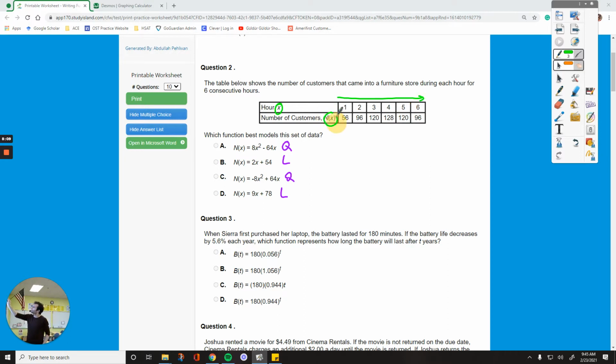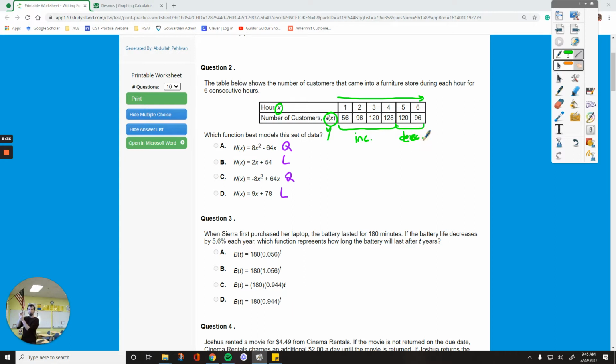This one here is the y value. N of x, f of x, those are the same as the y values. From 56 to 96, it's increasing, right? And then to 120, it's still increasing. To 128, it's increasing. This part is increasing, it's going up the graph. But then it starts to go down for these two numbers, or decrease.